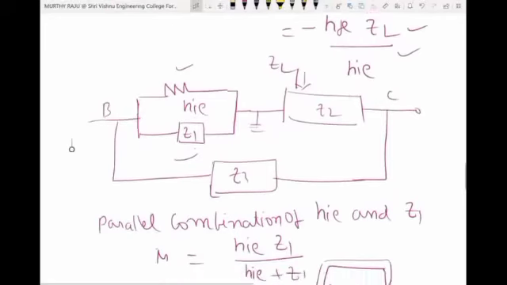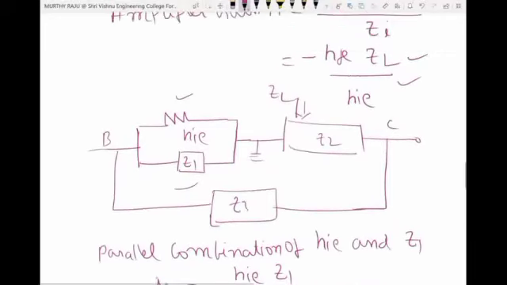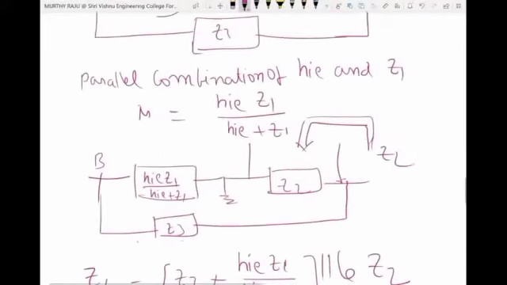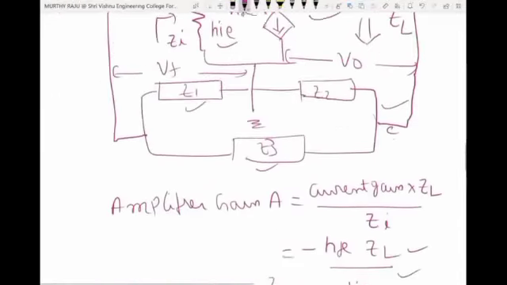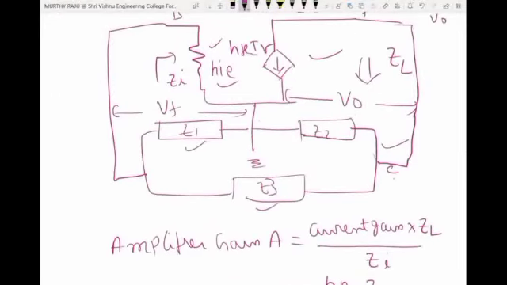Now I will concentrate on beta. Here, from this expression, V0 is the output of the amplifier, connected to the input of the feedback network. Vf is the output of the feedback network. Beta is equal to Vf by V0. Now Vf is the voltage across HIE and Z1.